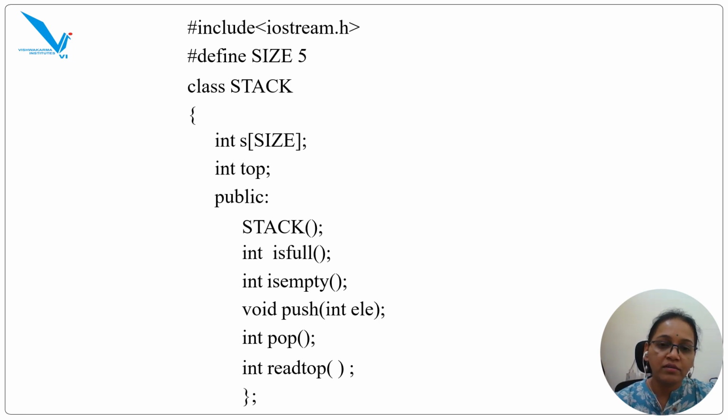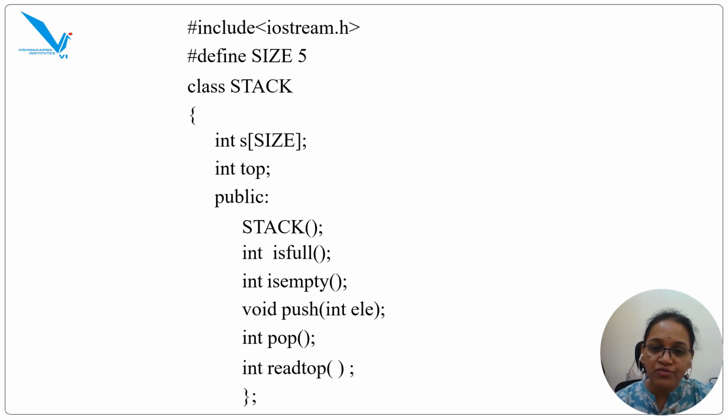So we will have hash include iostream.h, our header file. Then we will define a size to 5, and let us define a class stack. And I'll take array S of type integer of size SIZE. So this array S will hold 5 integer elements as size is 5. I need to declare a top also, so I'll declare integer top.